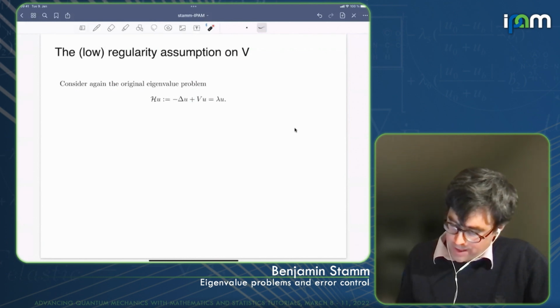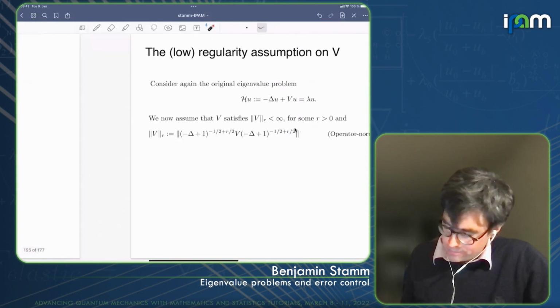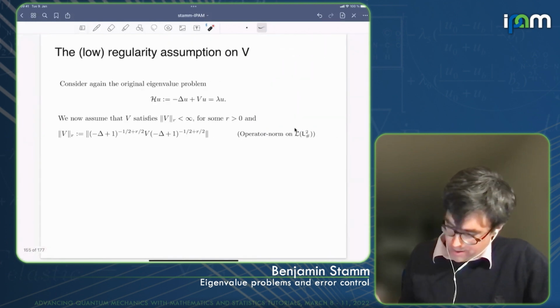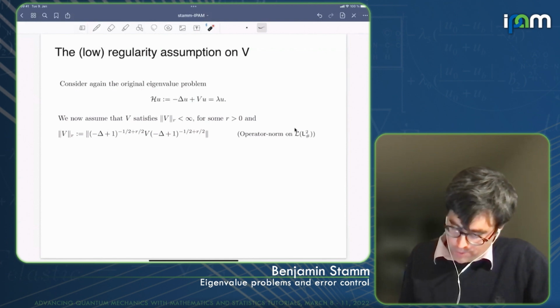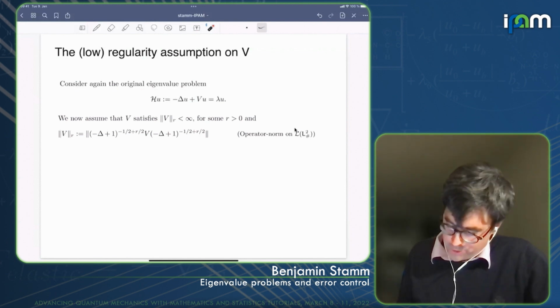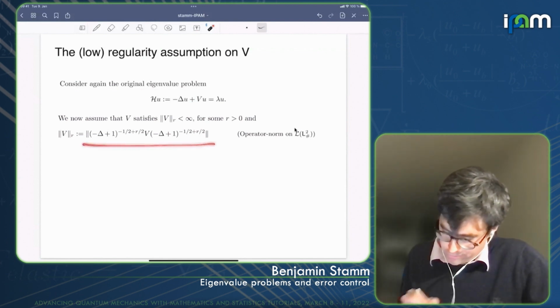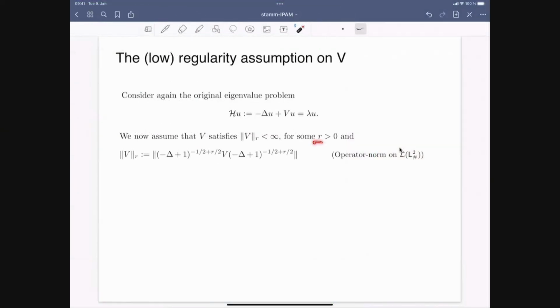So let us now go back to the linear eigenvalue problem of this form. Here, this form-boundedness can imply rather weak assumptions on the potential V. You want this to be finite for some positive R.